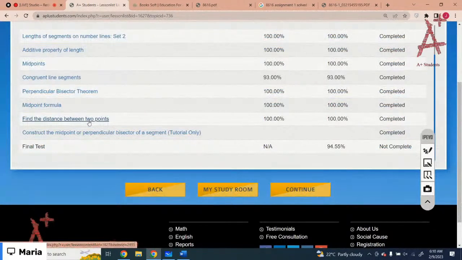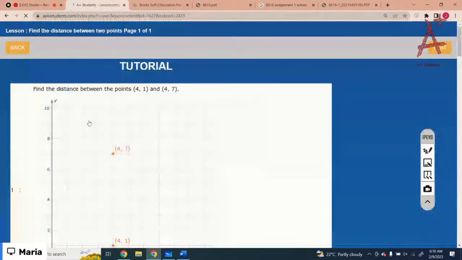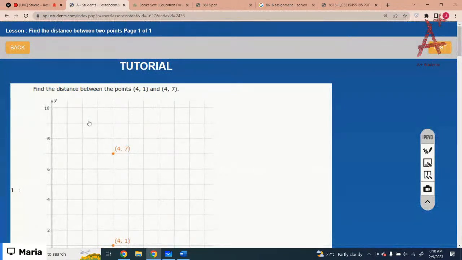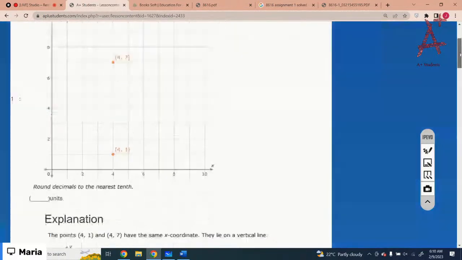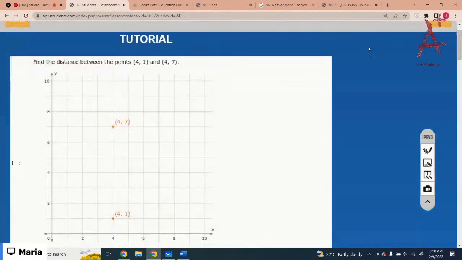The next lesson is find the distance between 2 points. Now we have to calculate the distance between 2 points. So basically we have to use the distance formula here to calculate the distance between 2 points. Let's just start the first question. Find the distance between the points (4, 1) and (4, 7).